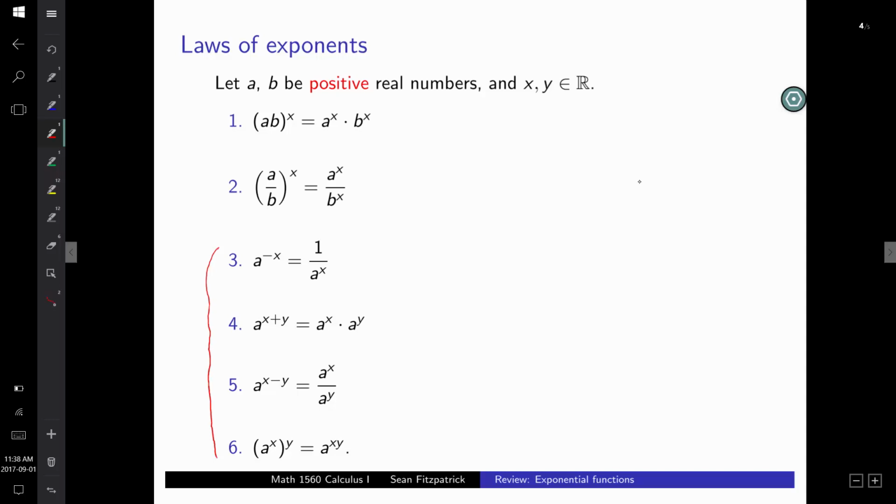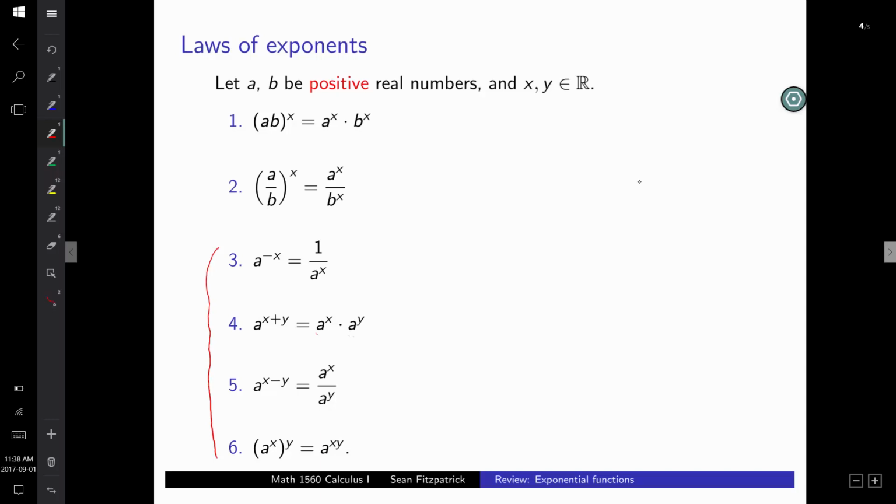As we said, this works for all real numbers, but in particular, this is how we defined negative integer exponents: you define negative powers as reciprocals. We have the rule that if you multiply two powers with the same base, you add the exponents. If you divide, you subtract the exponents, and a power raised to a power, you multiply the exponents. So we have these standard laws of exponents.